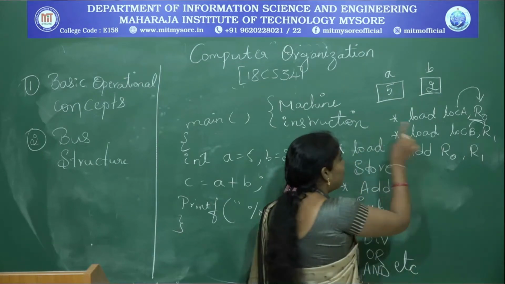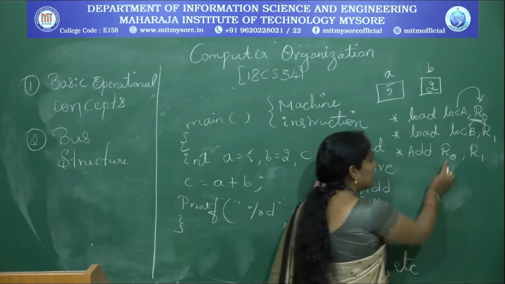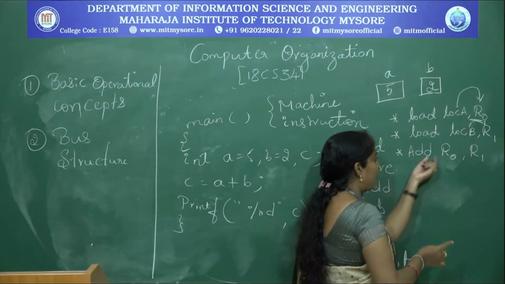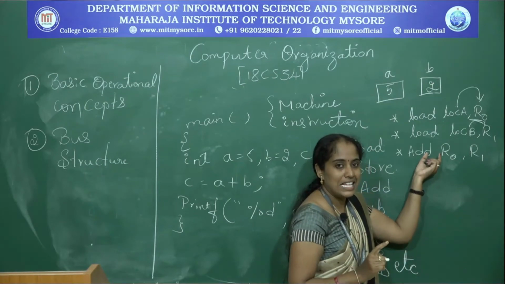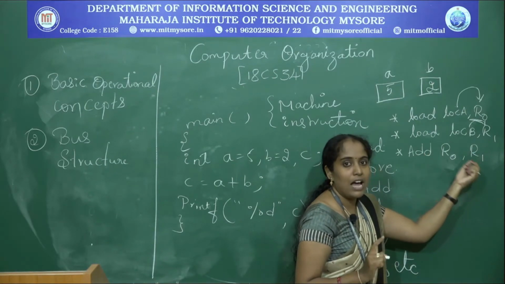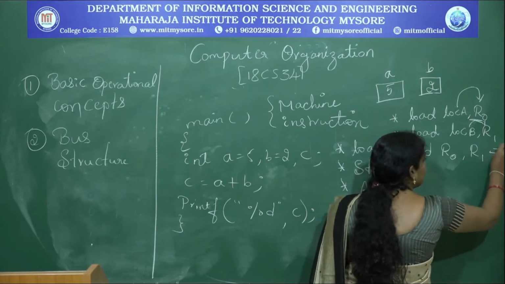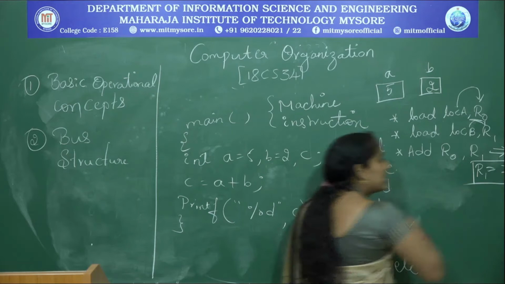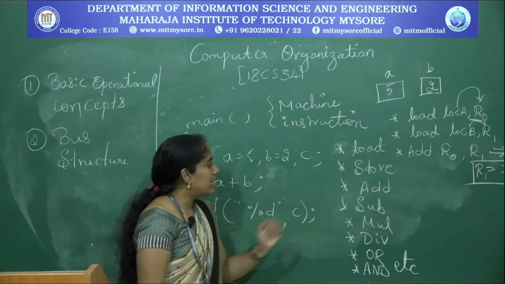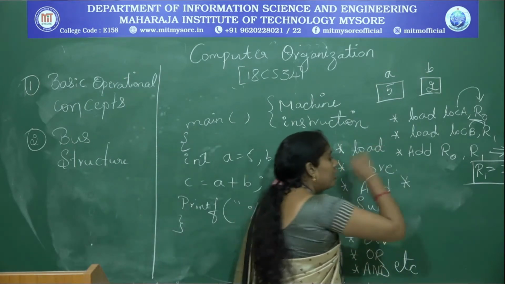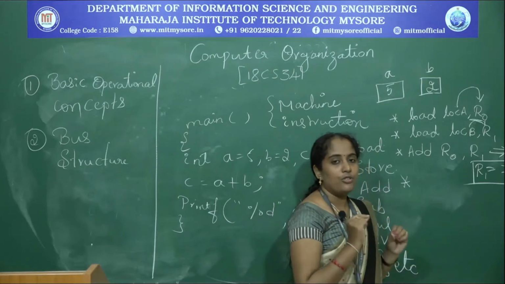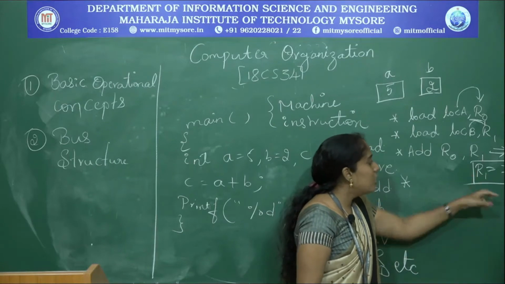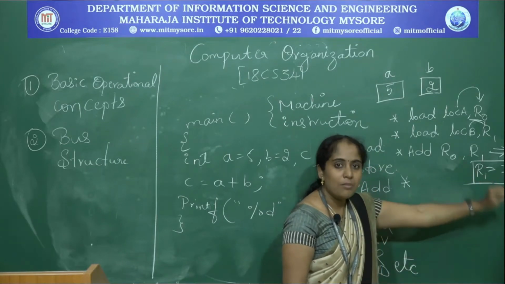Okay, so 5 plus 2 is 7. Initially R0 contained 5 and R1 contained 2. Now after the execution of this instruction, R1 contains the value 7. This is the result. Okay. So next, you need to show this result to the user, so you need to copy it again into the main memory.